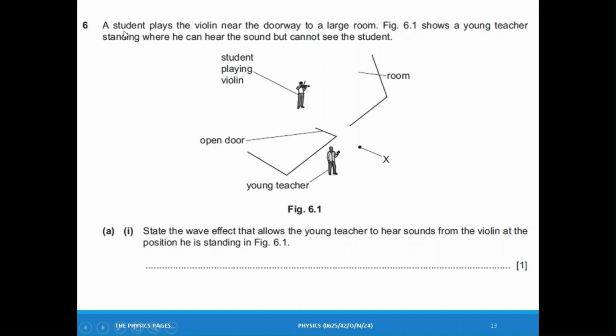Physics 0625, Paper 42, October-November 2024. Question 6. A student plays the violin near the doorway to a large room. Figure 6.1 shows a young teacher standing where he can hear the sound but cannot see the student. Part A1.